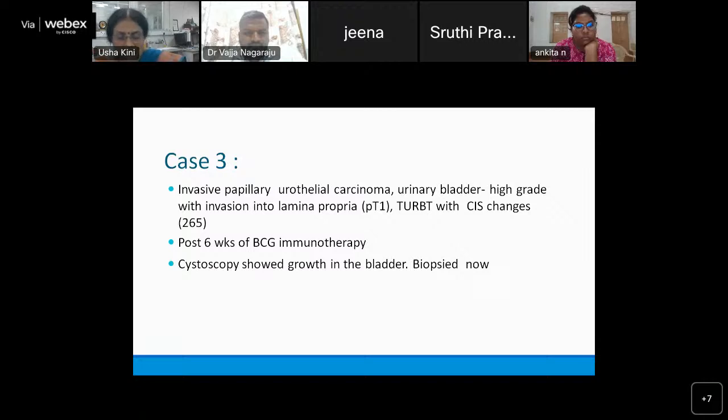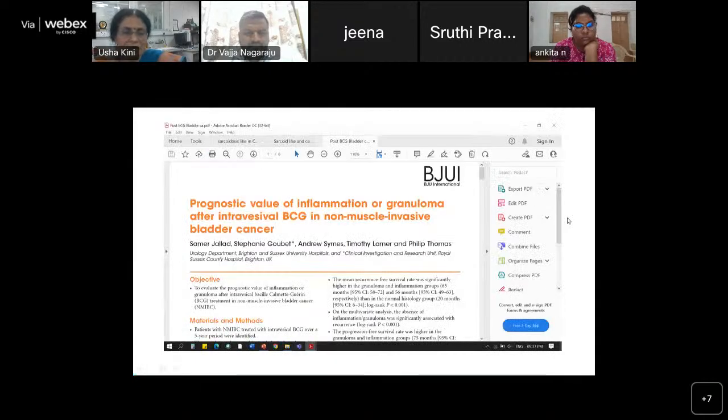So this looks like probably it is post BCG, as was rightly thought of by Gina. Yes, it is a granuloma seen after intravesical BCG. It tells you that the more the immune response, the better for the patient.